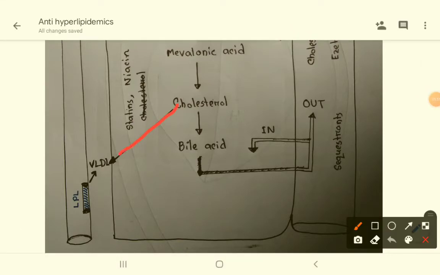There is another drug. So cholesterol is getting here to synthesize VLDL. So this is inhibited by statins. Also this is inhibited by niacin. Niacin is vitamin B3. So this is also blocking this pathway, right? So this pathway is being blocked by these drugs, statins and niacin.